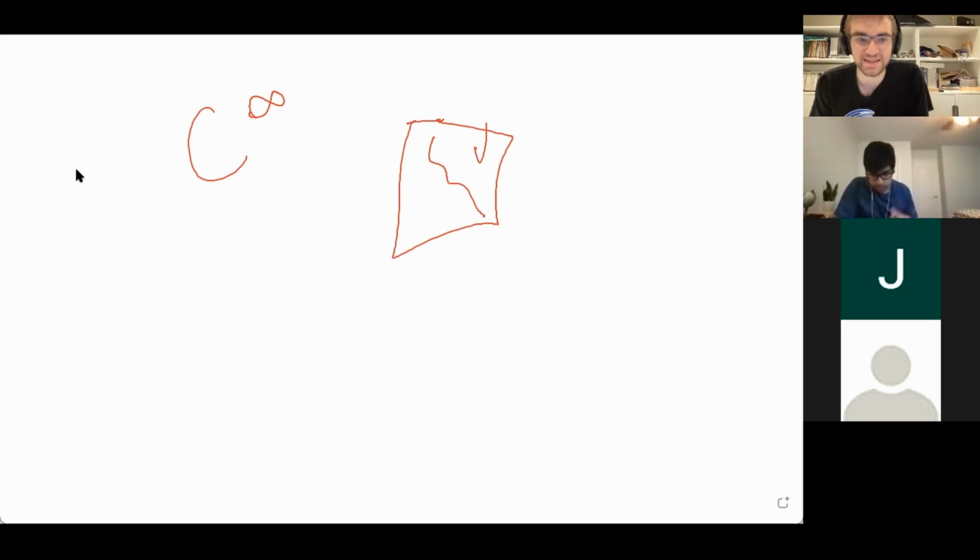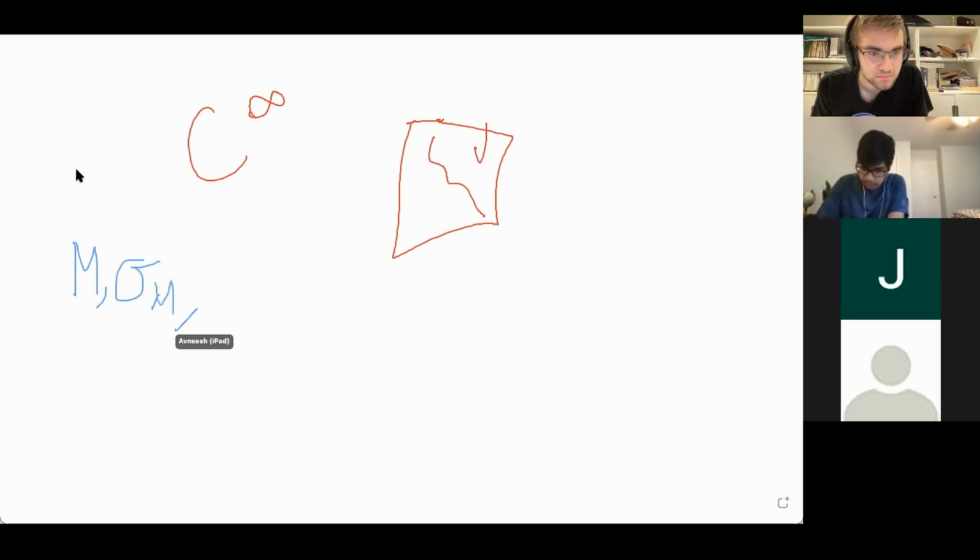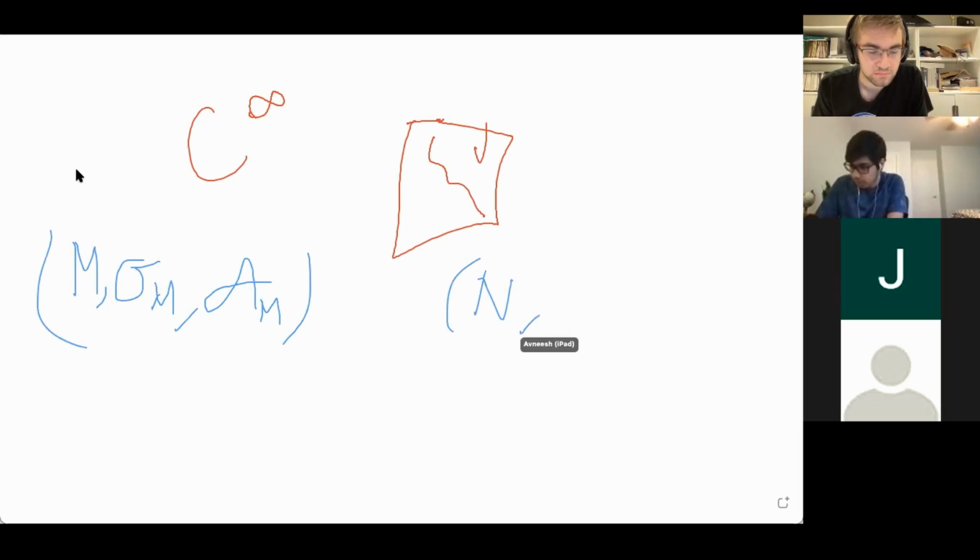Basically, when it says there's a bijection going both ways that are C infinity maps, it's saying they agree on the verdict, pretty much. But these are two different manifolds. Oh, yeah, these are two different manifolds. Hold on. So we've got M, O on M, and A on M. That's one manifold. And then we have a totally different N, O on N, A on N.